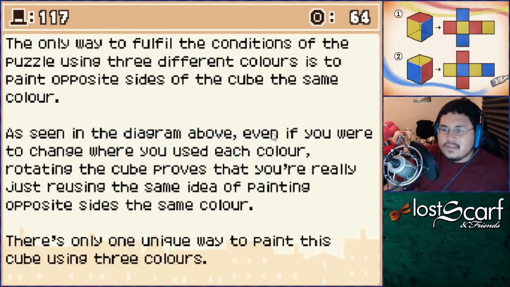The only way to fulfill the conditions of the puzzle using 3 different colors is to paint opposite sides of the cube the same color. As seen in the diagram above, even if you were to change where you used each color, rotating the cube proves that you're really just reusing the same idea for painting opposite sides of the same color. There's only one unique way to paint this cube using 3 colors.